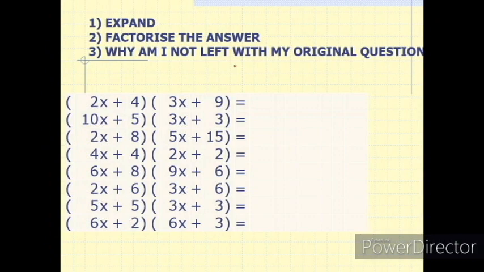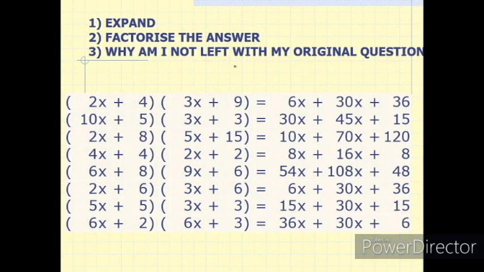Okay? I'm just going to leave it to you, actually. And to help you out, these are the expanded forms.